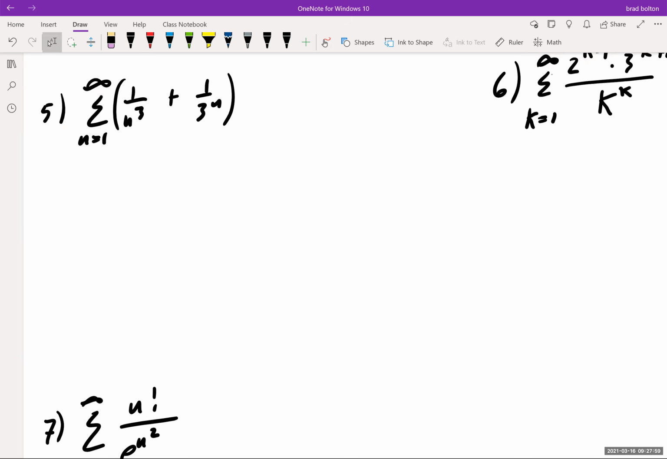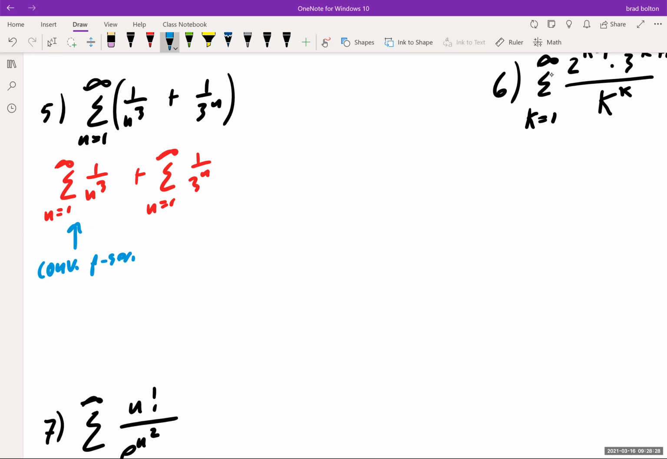So we're going to use a little trick we learned, or a property of series. We are allowed to split the series as long as both elements of the series are convergent. So we know that this is 1 over n cubed plus 1 over 3 to the n. Now, we know that this is a convergent p-series since p equals 3, and that's greater than 1.